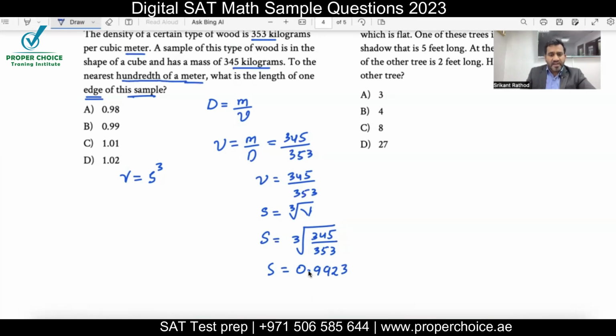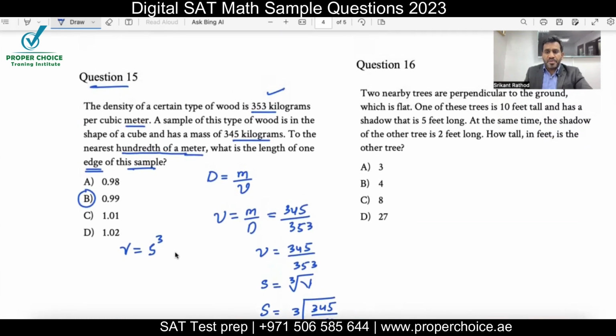When they say nearest hundredths, after the decimal point, the first digit represents the tenths, the second digit represents the hundredths, and after that, there is a number 2. If after the hundredths place there is 5 or above, we add 1 to the hundredths place digit. But if after the hundredths place the number is less than 5, we simply write the side as 0.99 only. So this is the approximate length. So we go with option B as the right choice here.